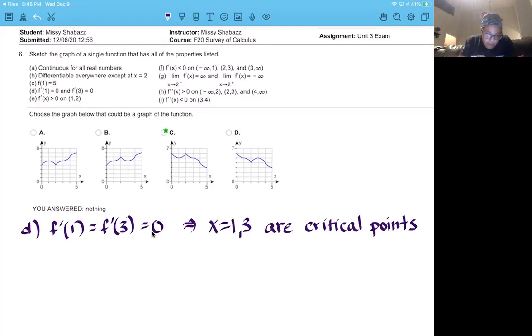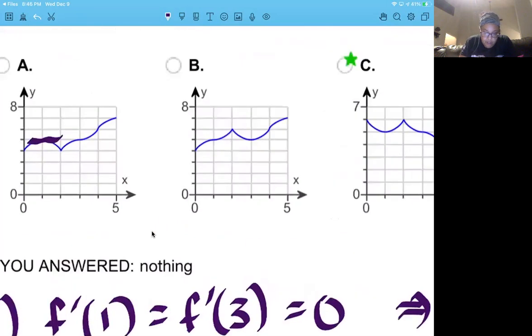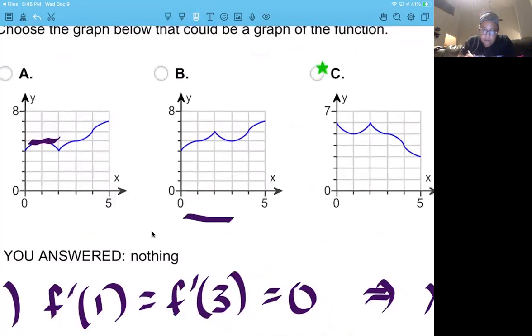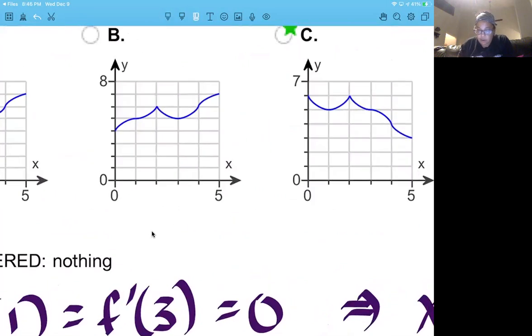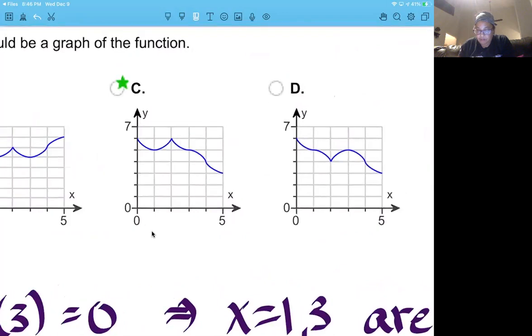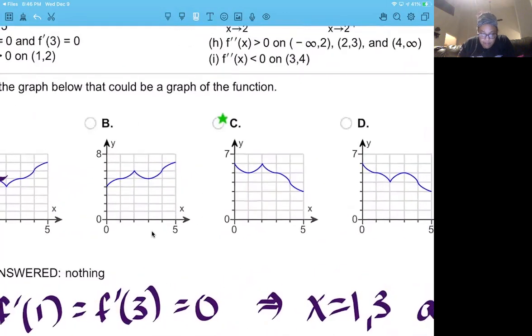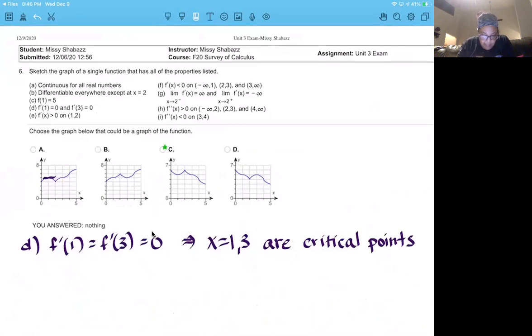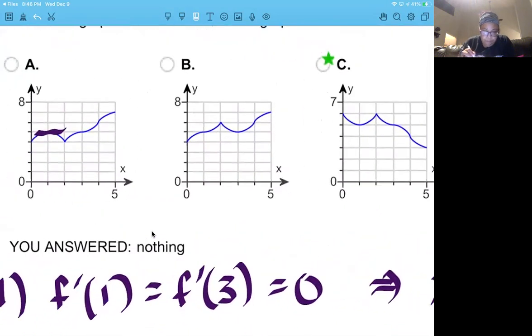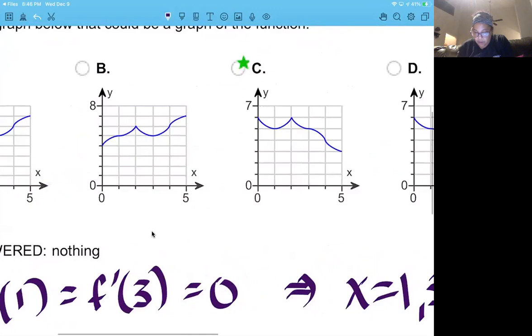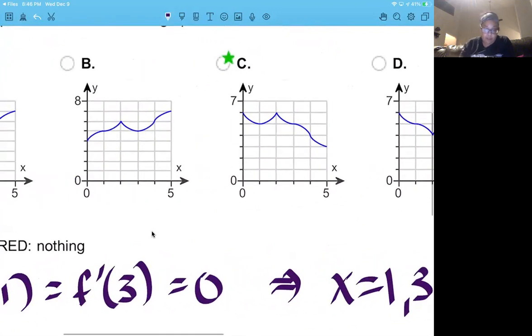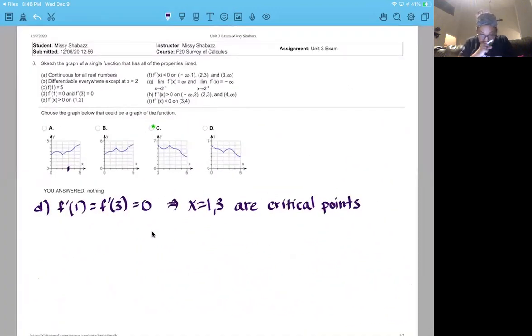So I like this one, it looks like it has a horizontal tangent line, right? This one looks like it has a horizontal tangent line. Yeah, that one does too. Yeah, that one kind of does too. Let's look at 3. Okay, so they all kind of look like they have a horizontal tangent line.